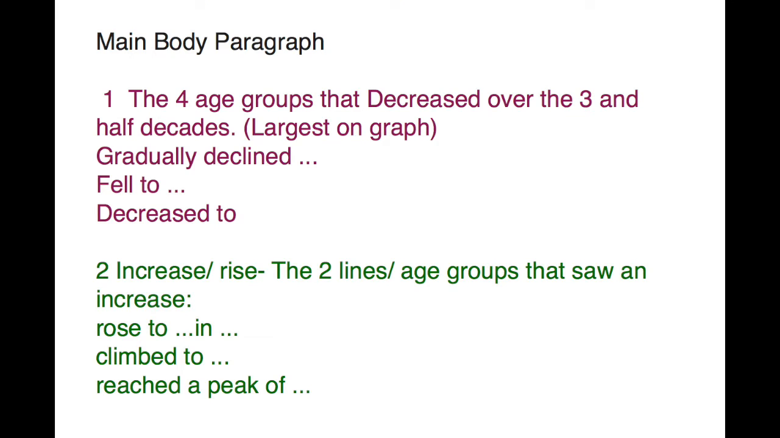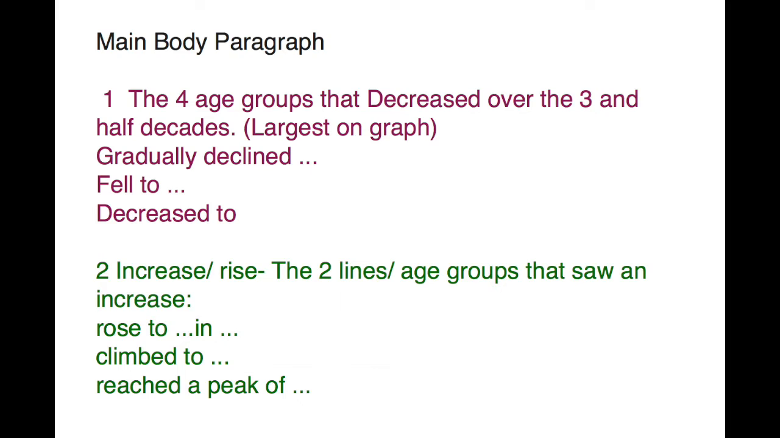So you'll notice that I'm not actually writing the whole essay for you because I think you should use your own words, and that really helps you create your own answer. But you could always start with the four age groups that decreased over the three and a half decades were, and then you can describe what they were, and you can describe them in detail. Gradually declined, fell to, decreased to, and giving details about each of those four different groups.